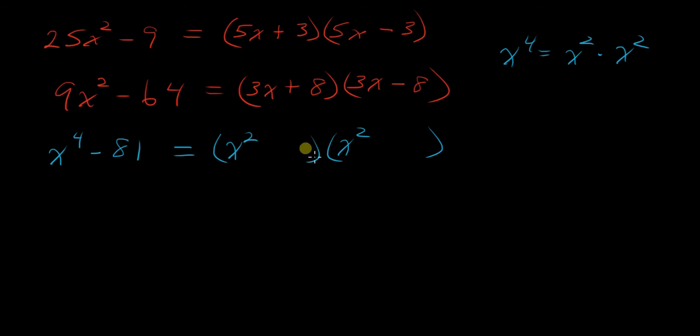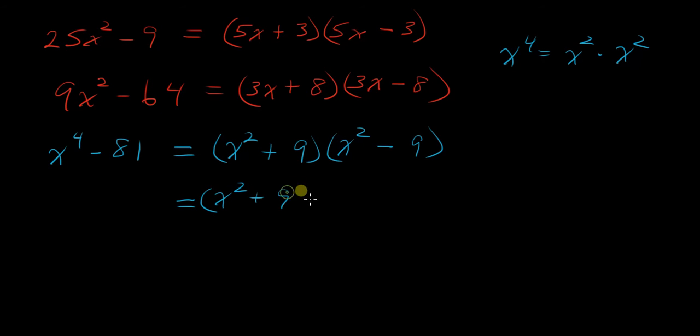And the square root of 81 is 9. Make one plus, one minus. But notice here, inside of our factorization, we have another difference of squares. I can't do anything with this one because it's a sum of squares. We can't do anything with that. But this other one is like a difference of squares wrapped in a difference of squares.